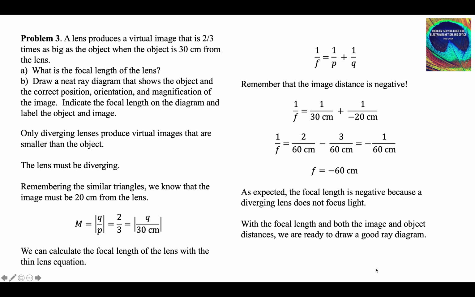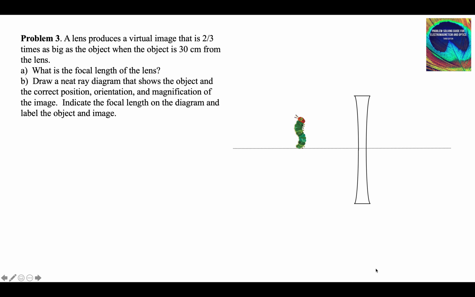So we have the focal length, we have the object distance, we have the image distance. We're ready to draw a good diagram. There's our diverging lens, and there's our image, the hungry caterpillar. There's the focal length. Remember, the focal length is 60 centimeters on the other side of the lens. It's negative, it's diverging. The object is half the distance of the focal length.